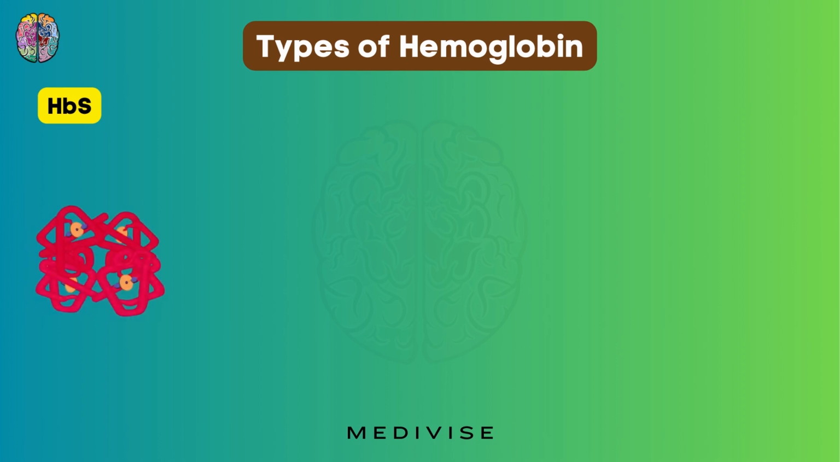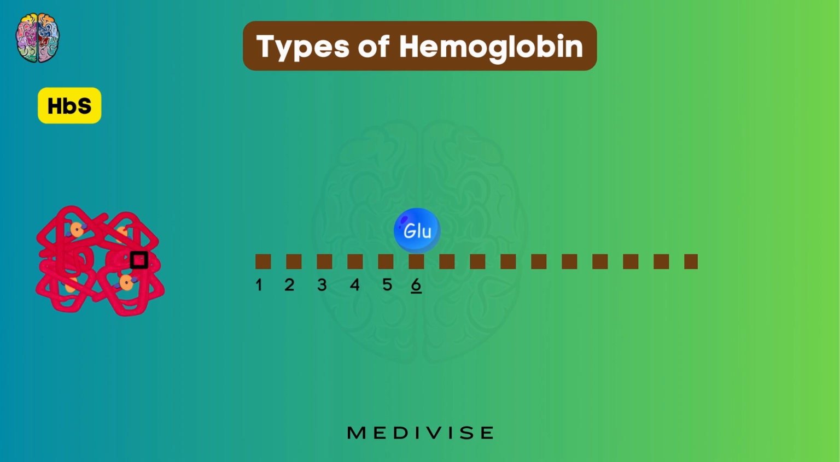So here I have hemoglobin. Let's zoom into this part and see what's happening. Here I have taken out the beta chain of the hemoglobin. Now let's start numbering the positions. Normally at the 6th position of the beta chain we have glutamate, but due to the mutation seen, this glutamate is replaced by valine. This change leads to the abnormal shape of the RBCs.